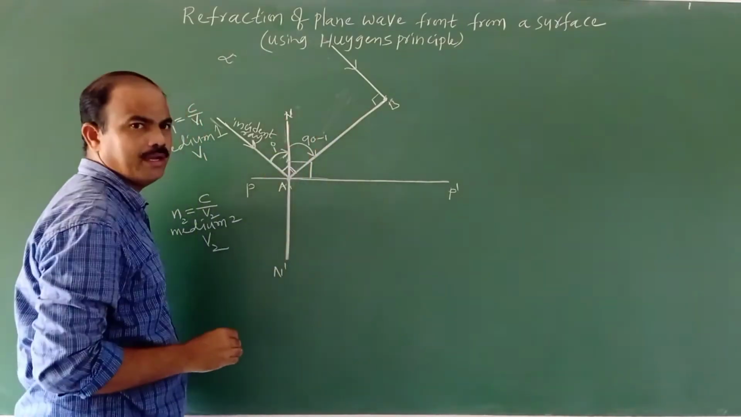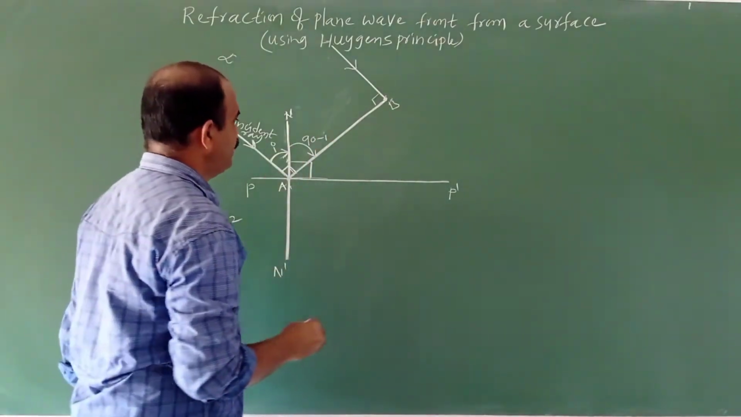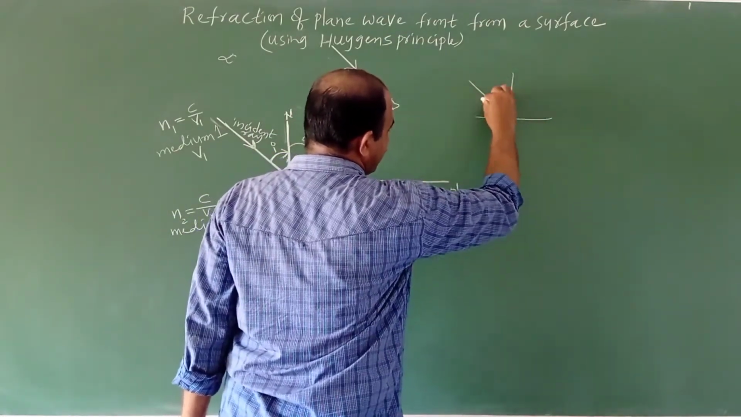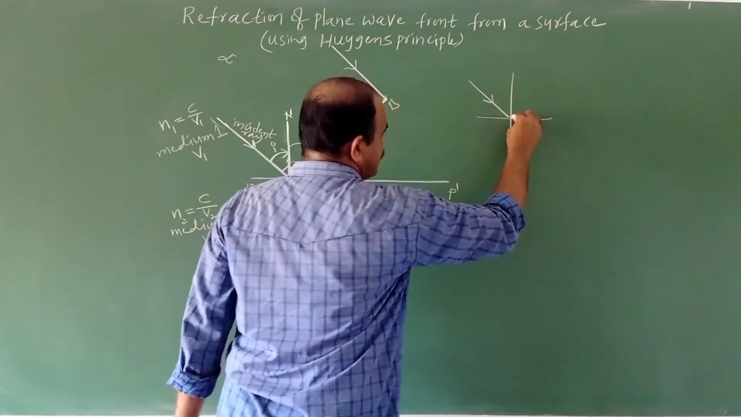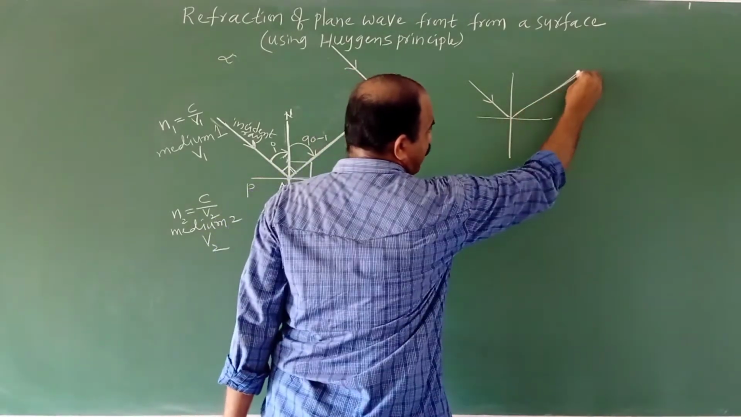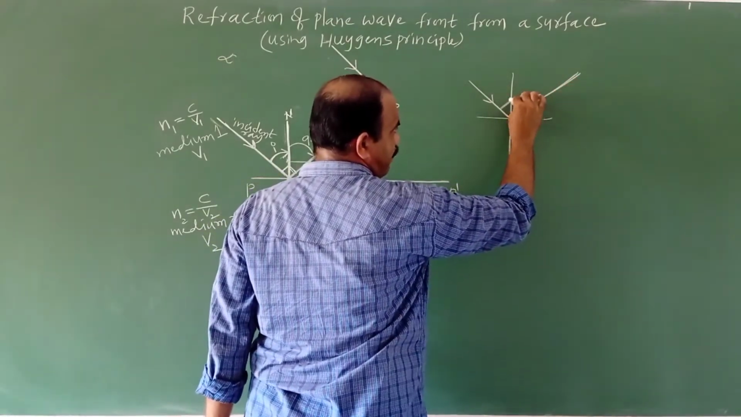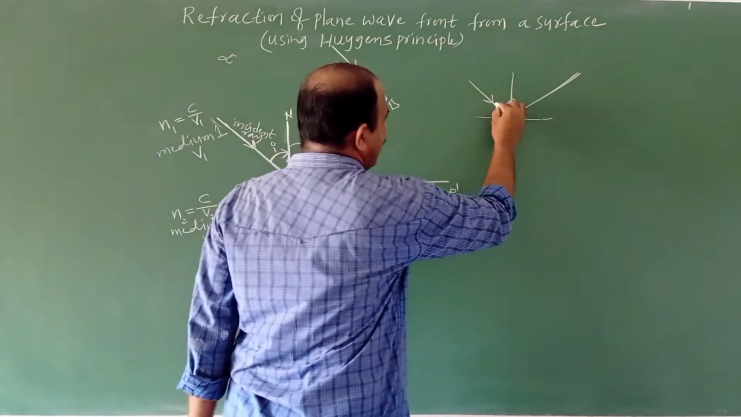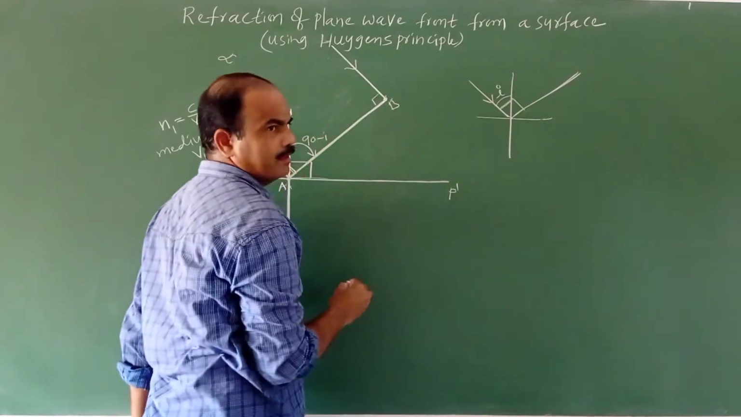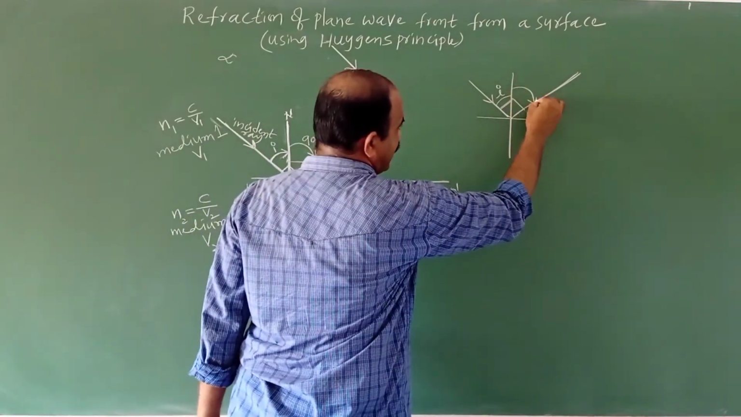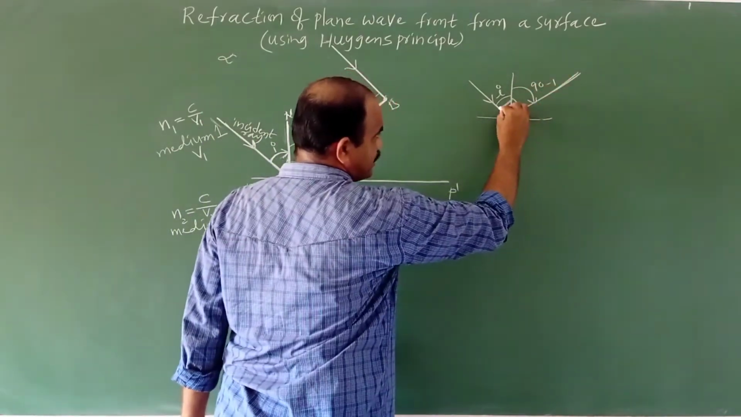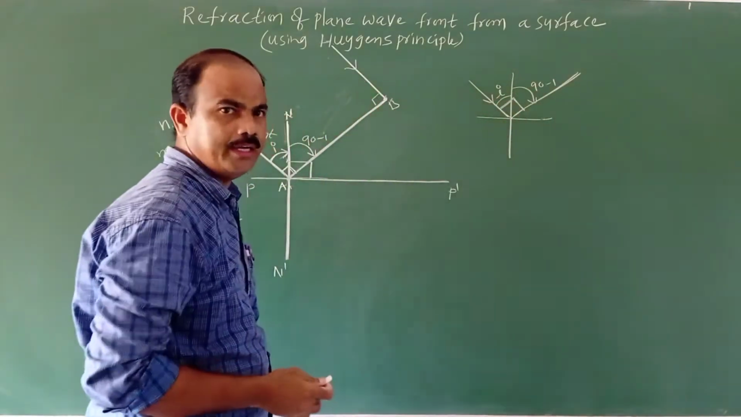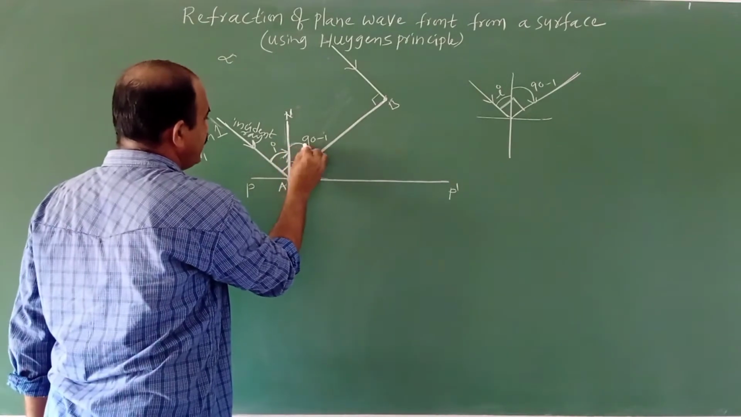So this is a surface, this is a normal, this is the incident ray, and this is a plane wavefront. What is the angle between the plane wavefront and this incident ray? 90 degrees. But this is the angle I. Then what about this angle? This angle is also 90 minus I. Why? From 90 degrees, I is subtracted, then you get 90 minus I.